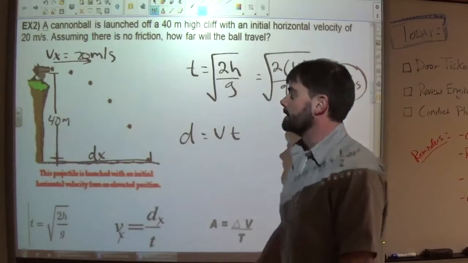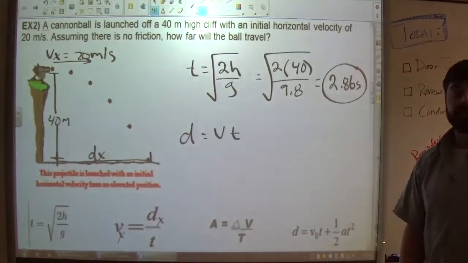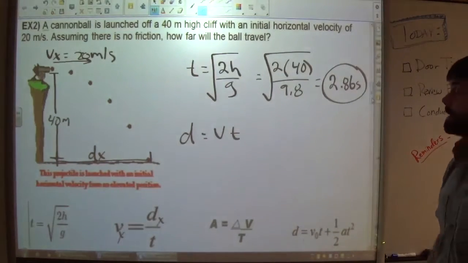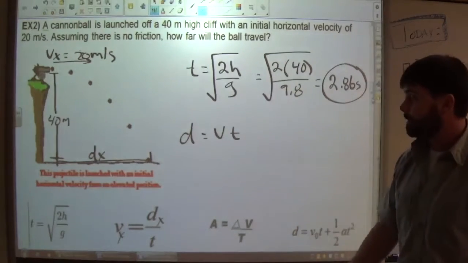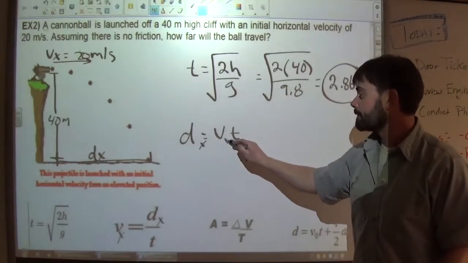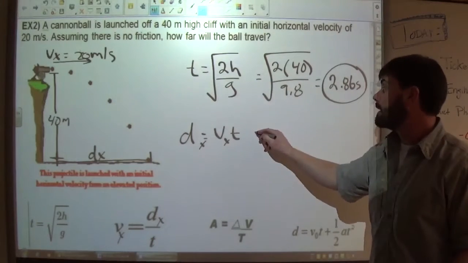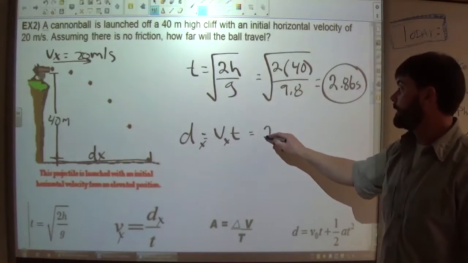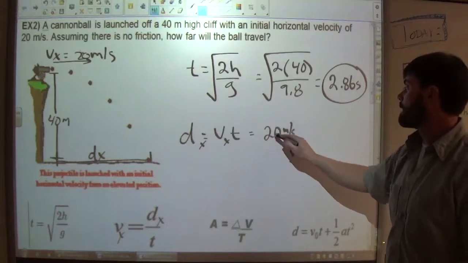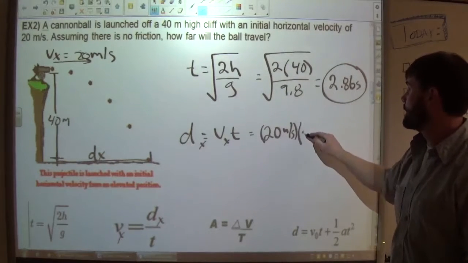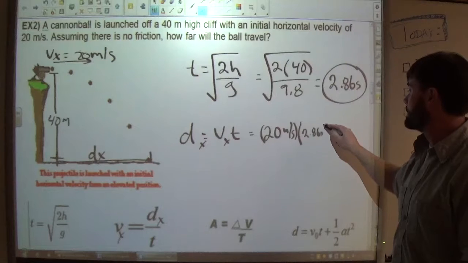You will see we'll use a lot of subscript letters to explain if we're talking about the horizontal or the vertical force. But in this situation, we're looking for d of x. Therefore, we need to use v of x. So our v of x, or velocity horizontal, that this started out with was 20 meters per second. And they tell us that the time it's going to be traveling that distance is 2.86 seconds.